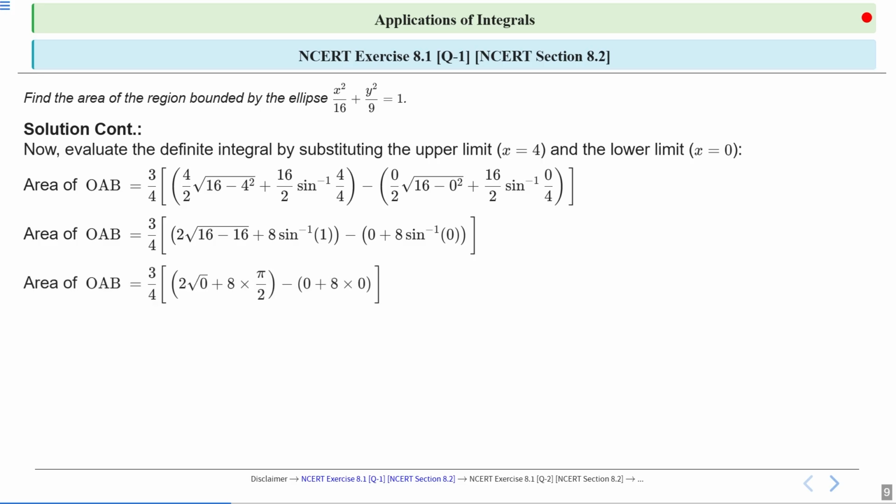And as we know, sine inverse 1 is pi by 2, because 1 is the value of sine of the angle pi by 2. So sine inverse 1 is pi by 2, and sine inverse 0 is 0. So you get 3 by 4 times, 2 under square root 0 plus 8 into pi by 2, minus 0 plus 8 into 0.